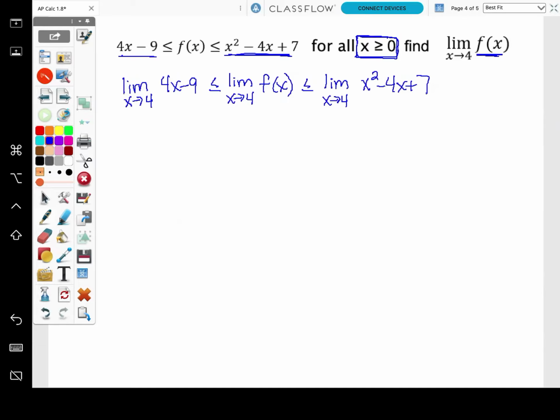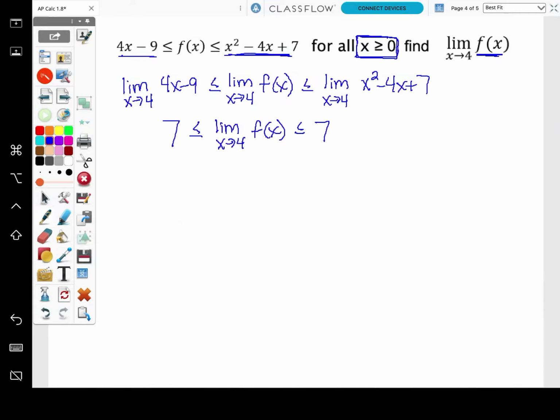Now this limit on the left can be evaluated using direct substitution. So 4 times 4 is 16 minus 9 should be 5. Middle limit just gets rewritten again. And then we have our last limit over here, which hopefully is 5, but we should probably check to make sure. So, oh wait, I subtracted wrong. 16 minus 9 is 7. Good thing I caught that. Now 4 squared minus 4 times 4, so 16 minus 16 plus 7, that one's 7.